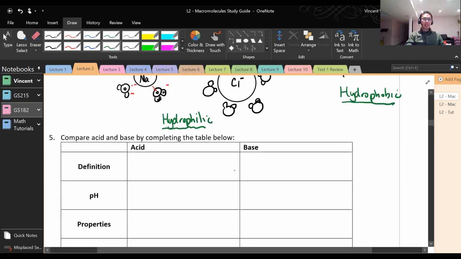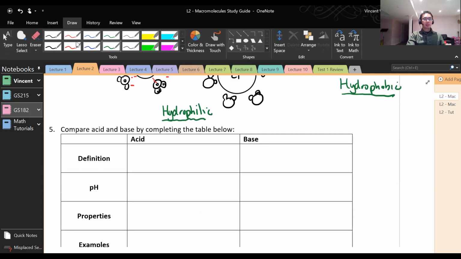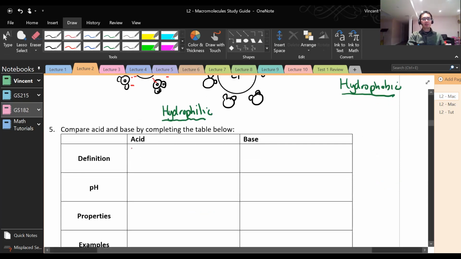Compare acid and base by completing the table below. Okay, so to keep it very simple, acid is basically a compound, a substance that will produce H plus when dissolved in water. So you can have some powder, put it in the water, stir it up. If it produces H plus, then we call that an acid.